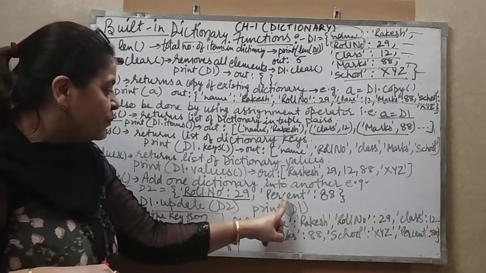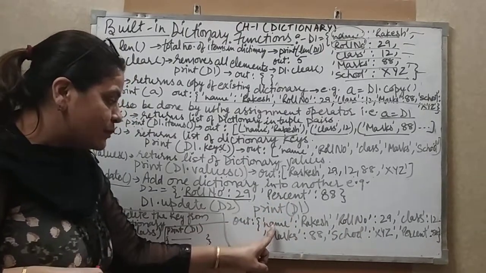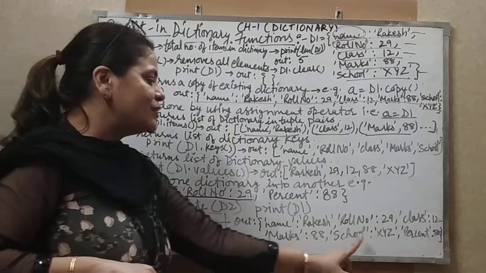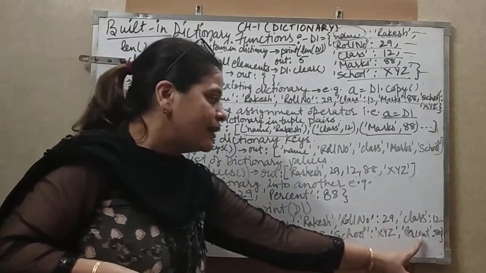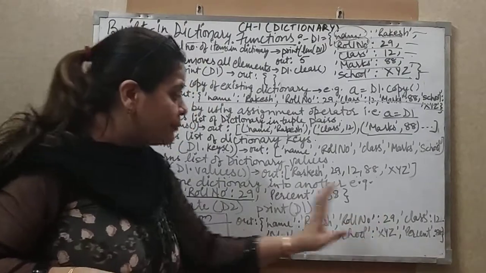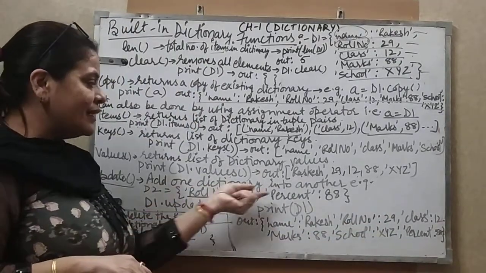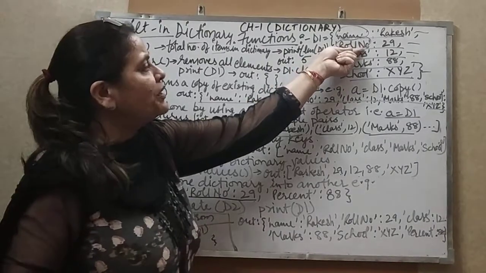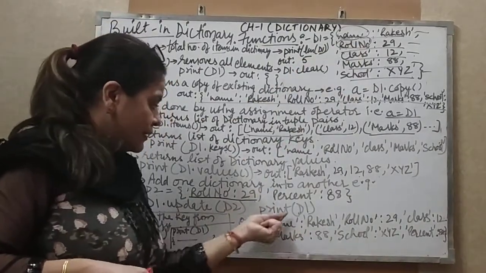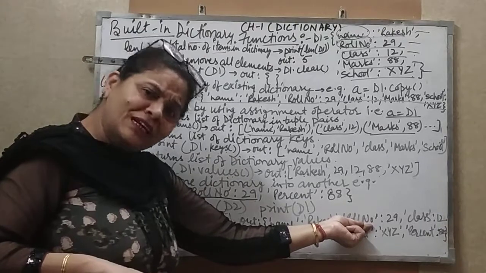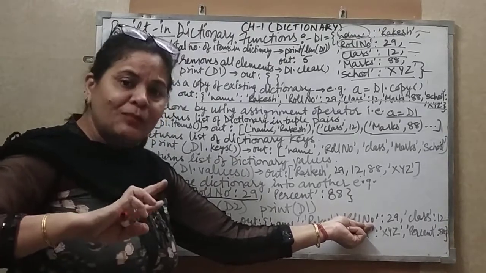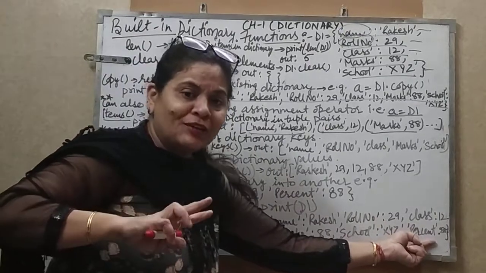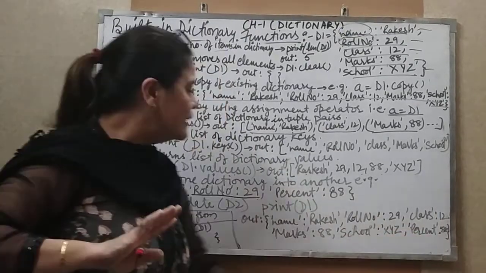Right? If I say print D1, then it will display me the value as name Rakesh, roll number 29, class 12, marks 88, school XYZ and %88. So what happened here? I'm saying roll number 29 and %88. Roll number 29 is here also and roll number 29 is here also. But in D1 it will be written only once. The same key value pair is never repeated again. Only the new key value pair will be added at the end of the dictionary.